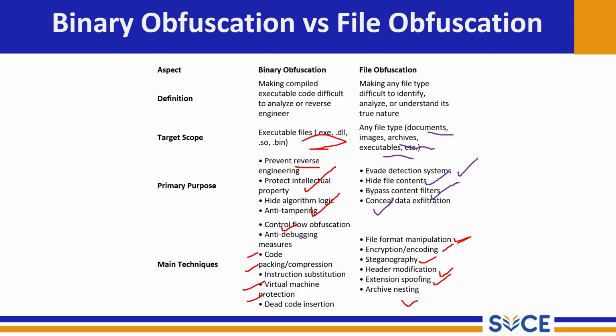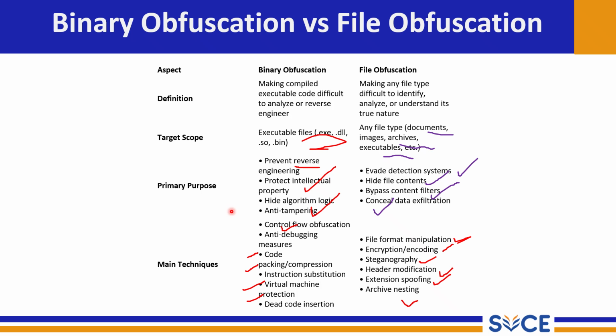So all this stuff we have already seen in the obfuscation video. You can just check out that video, because in that video we have clearly explained these techniques, their primary purpose, and why we are going for them. Once you have thoroughly studied that video, you can be an expert in this session, right? Can you understand? Okay. So these are the differences between binary obfuscation and file obfuscation, right?